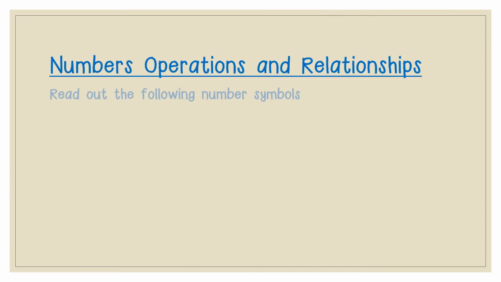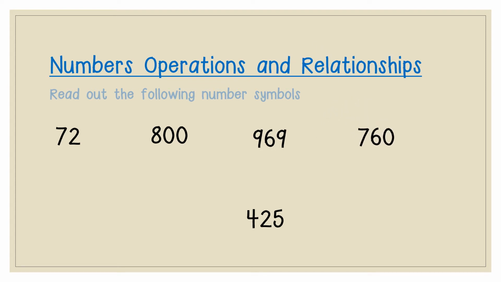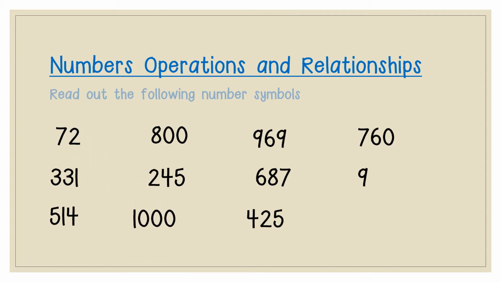So we're going to start with numbers, operations, and relationships, identifying the number symbols. 72,800, 445,969, 760, 331,245, 687, 9,514, and 1000.